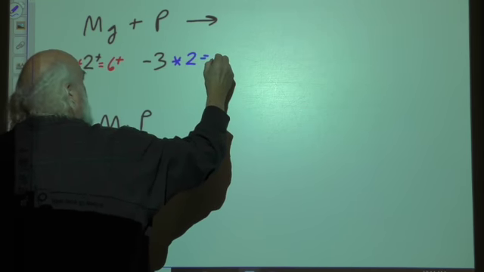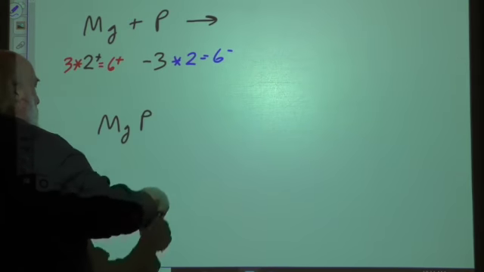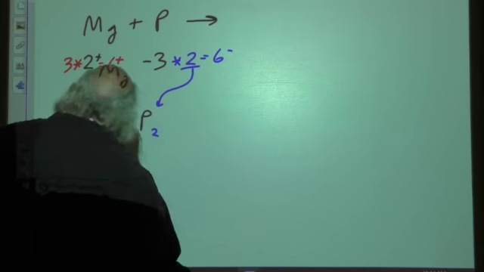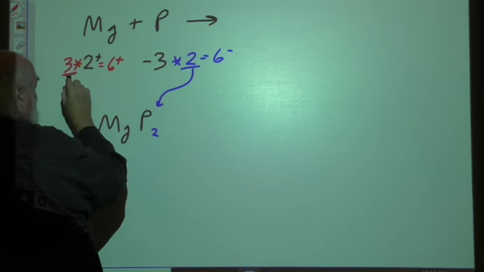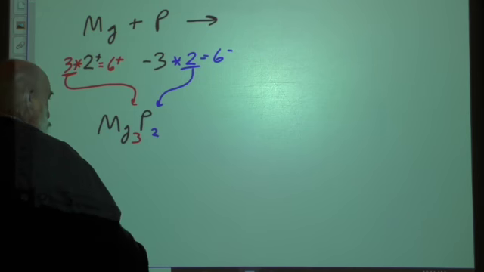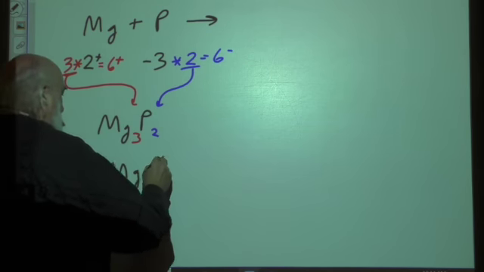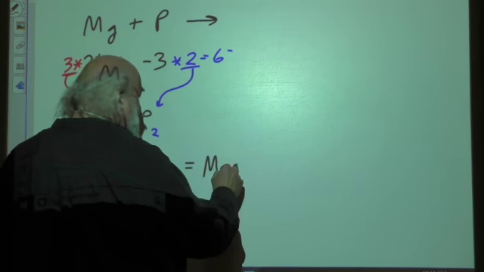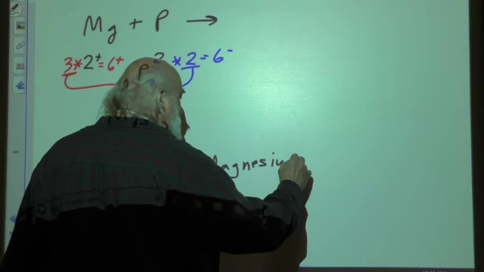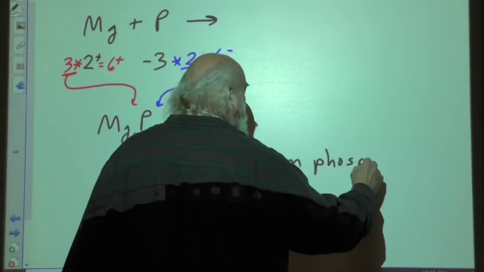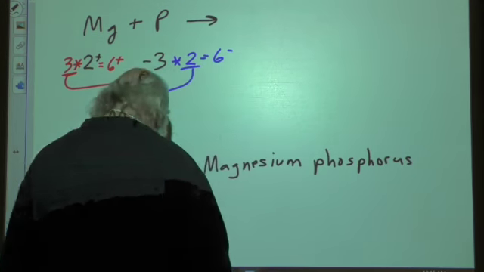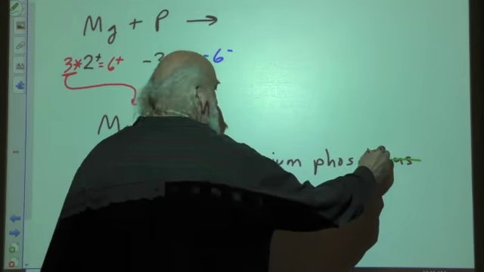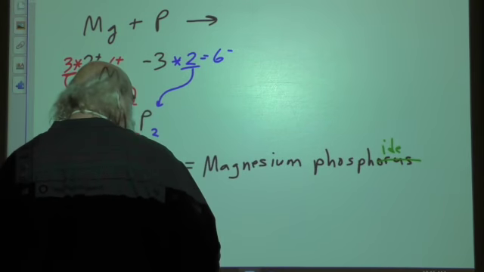Times 2 gives us negative 6. 6 and negative 6 equals 0. So that means this 2 will go as a subscript 2 right here. And this 3 right here is going to go as a subscript for magnesium. So that becomes Mg3P2 as our formula. Name, well, we write it down as they appear. It looks like magnesium phosphorus. But in actuality, what we're going to do with this is we drop the -orus and put -ide. So the name of the compound is magnesium phosphide.